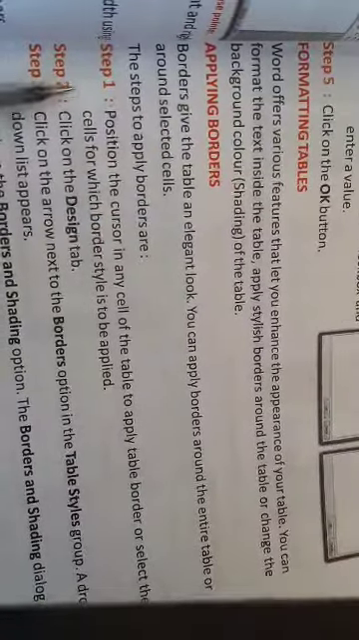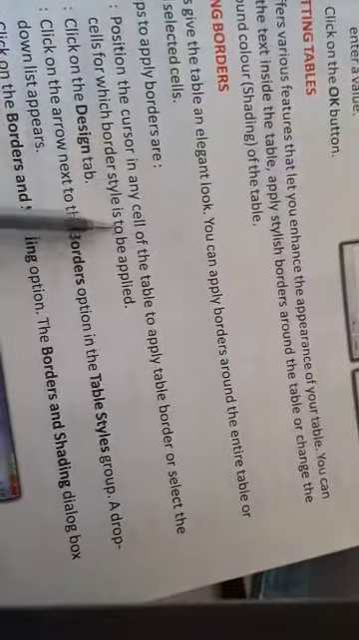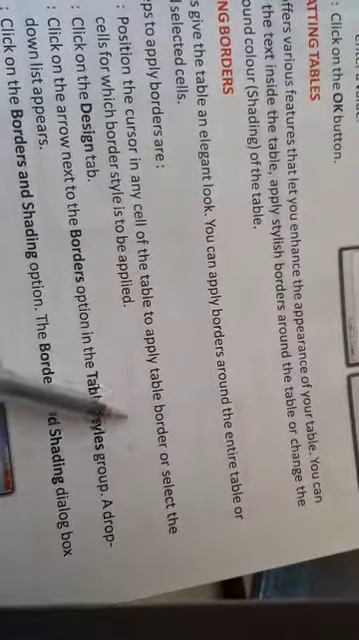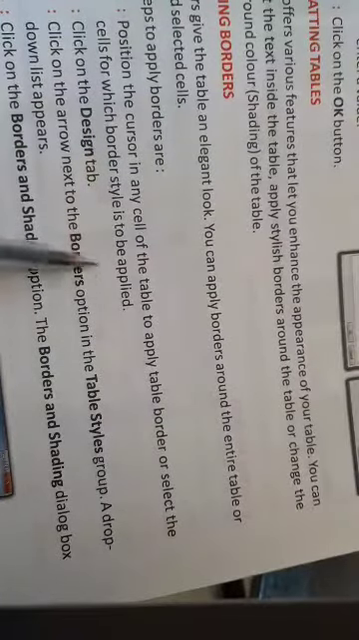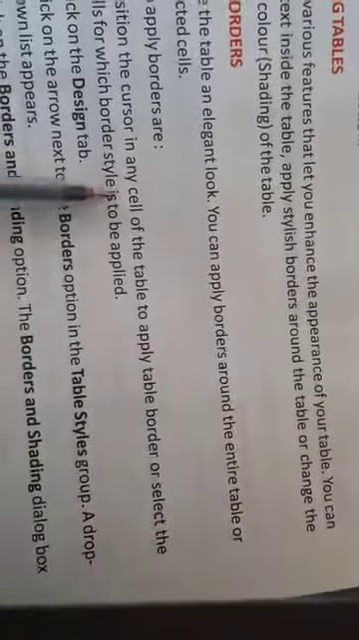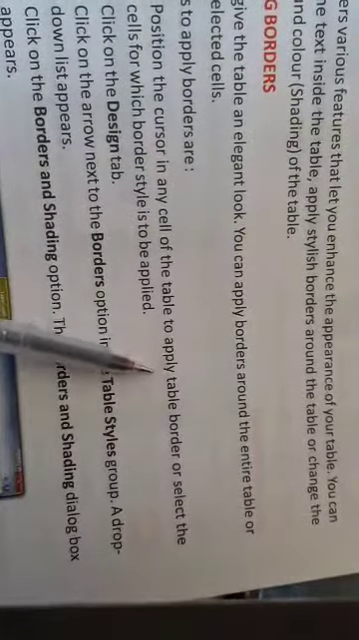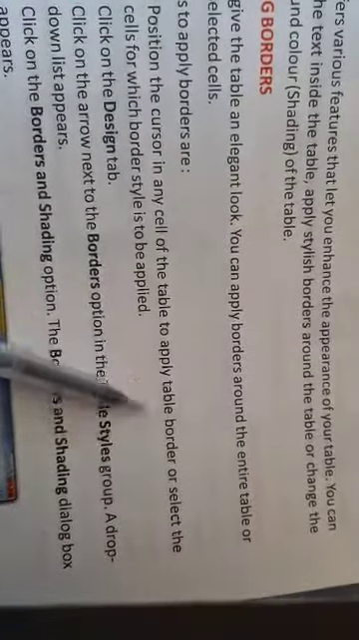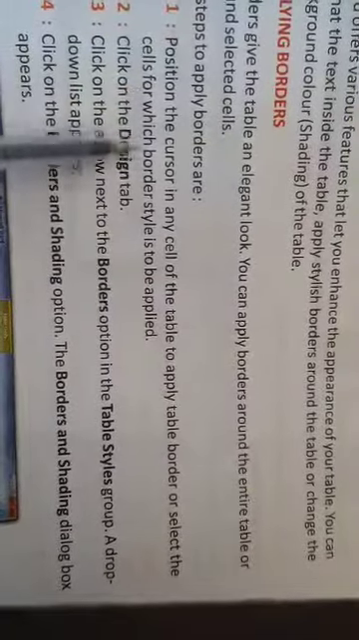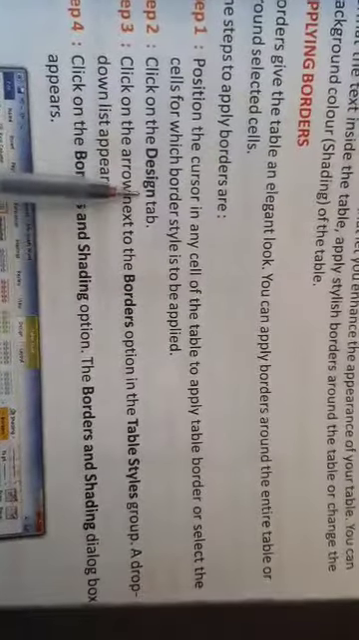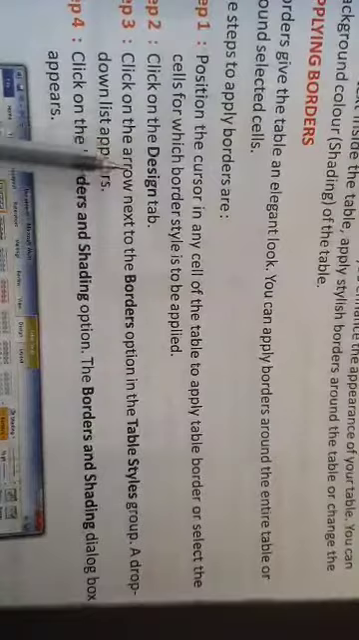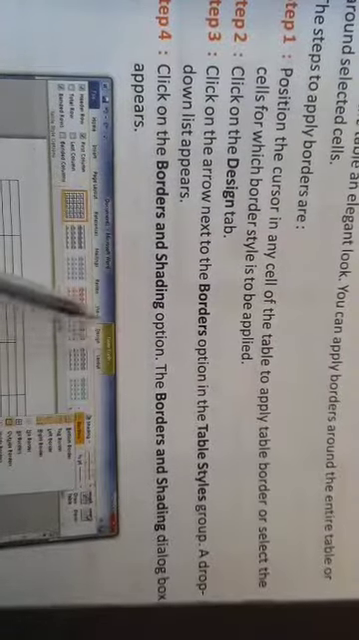The steps to apply borders are: Step 1, position the cursor in any cell of the table to apply a table border, or select the cells for which the border style is to be applied. Position the cursor on any cell of the table on which you want to apply the border. Then click on the Design tab. Here is the Design tab.